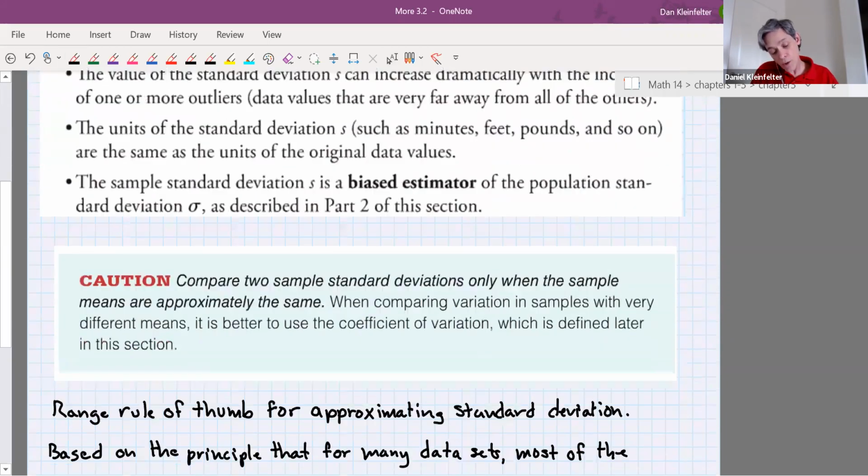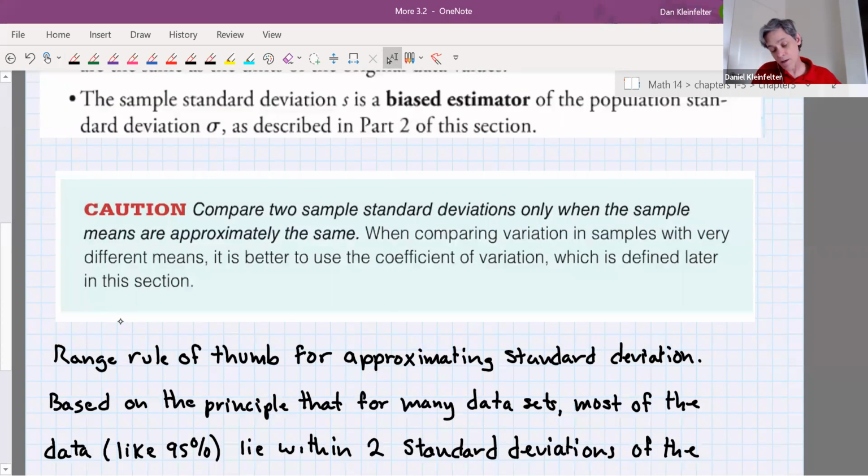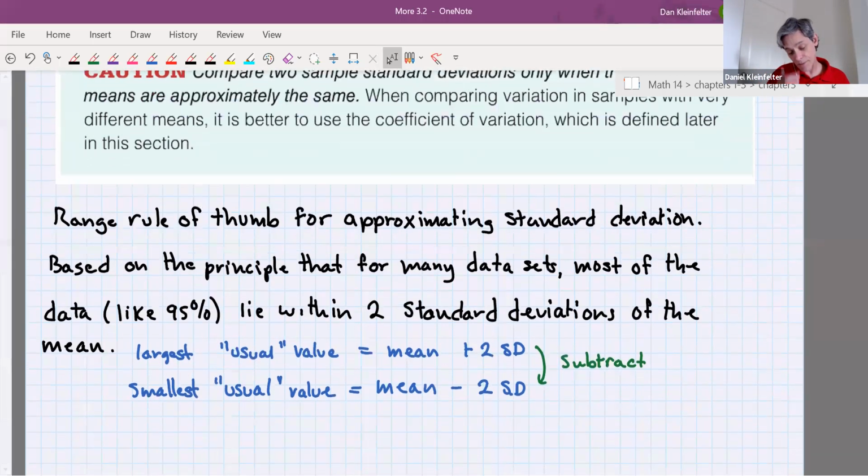Also, just as a reminder, we only want to compare two standard deviations when the sample means are approximately the same. If the means are wildly different, then it doesn't make a lot of sense to compare their standard deviations, as we'll see in an example later on. All right, so that was old. So here's where we're actually starting something new.